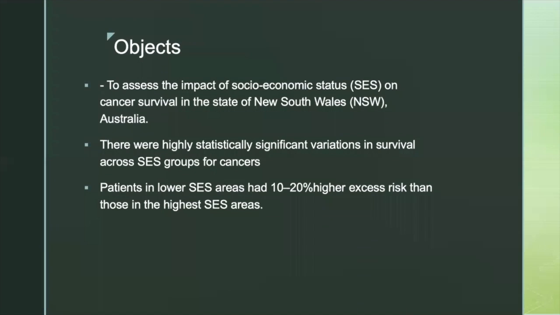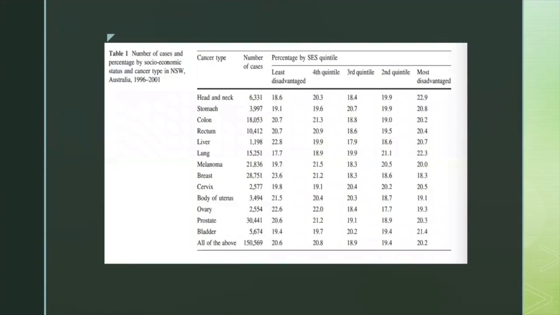As shown in Table 1, there were relatively more breast and fewer lung cancers in the top SES group, while the opposite was true for the bottom SES group. As reported by other countries, mammography screening is probably the major contributor to the greater frequency of breast cancer in higher SES areas.